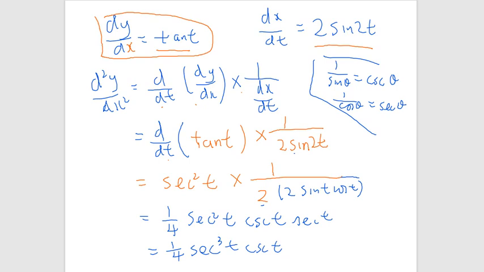So remember, to find d²y/dx², you can't differentiate dy/dx with respect to x. So differentiate with respect to t, and then multiply by 1 over dx/dt. And so the final answer is this.